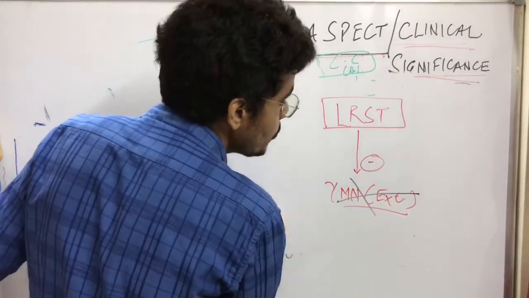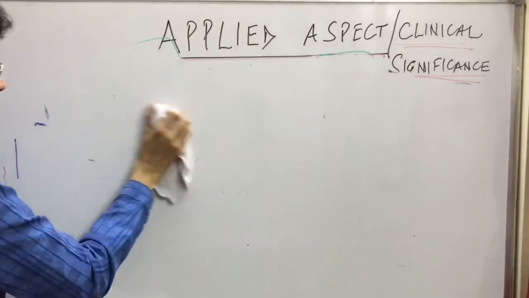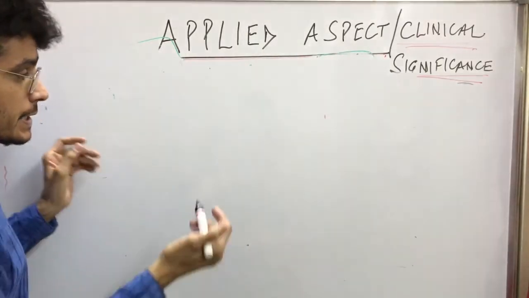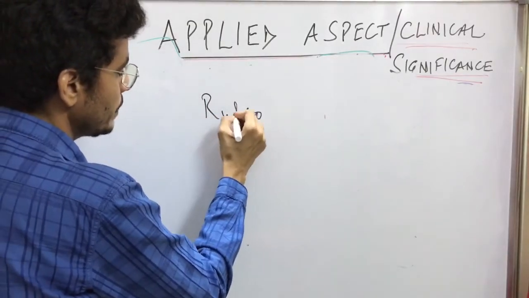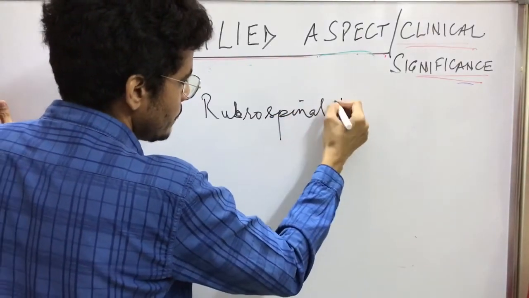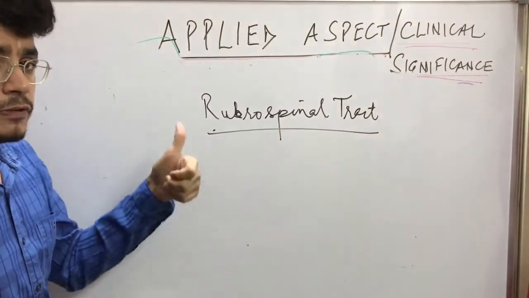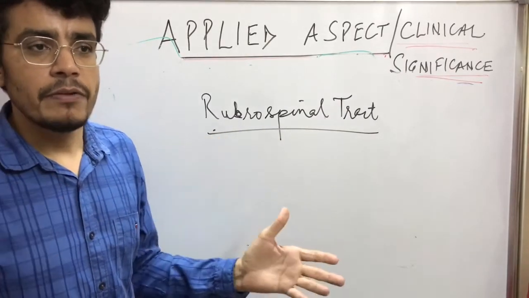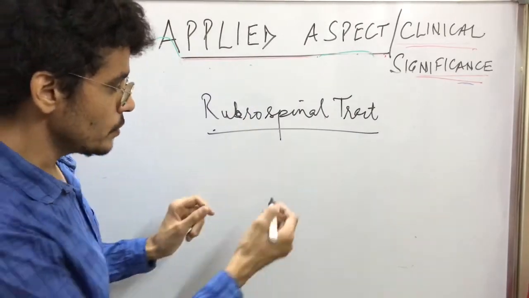Now, the second thing is the rubrospinal tract. This is also a very peculiar thing. The rubrospinal tract is totally opposite of the reticulospinal tract, which goes to the extensor muscles. Rubro means red nucleus, the red nucleus in the midbrain. So the rubrospinal tract originates from the red nucleus in the midbrain, and instead of the extensors, it goes to the flexors. It's not very well developed in human beings; it's well developed in four-legged animals. That's also a very high-yield point to remember. It goes to the flexor muscle.